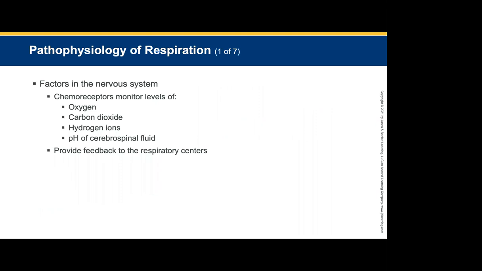Factors of the nervous system. We have our chemoreceptors. They monitor the oxygen, carbon dioxide, hydrogen ions, and pH of cerebrospinal fluid. When serum carbon dioxide or hydrogen ion levels increase, the chemoreceptors stimulate the medulla to increase the respiratory rate.